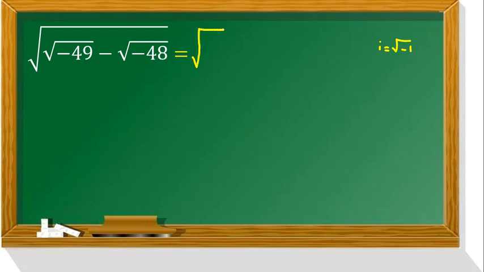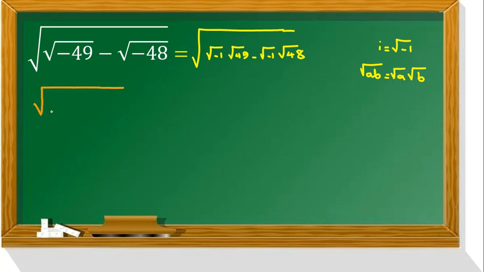Here, if we calculate, it will be square root of negative 1, because we can say square root of AB equals square root of A times square root of B. So we write square root of negative 1 times square root of 49 minus square root of negative 1 times square root of 48. Okay. Square root of negative 1, we write it as i. Square root of 49 is 7, so we write 7i. And this one, 48: I take 4 outside the square root, it will be 2. So it will be negative 2i root 12.